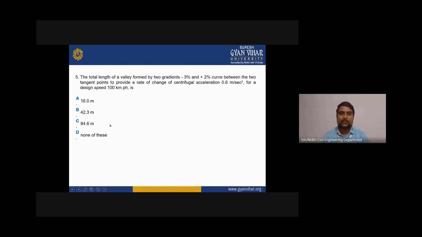Come to the next question. The total length of valley curve formed by two gradients, which are -3% and +2%, between the two tangent points, to provide the rate of change of centrifugal acceleration 0.6 meter per second square, for a design speed of 100 kilometer per hour. The options are 16 meter, 42.3 meter, 84.6 meter, and the last option is none of these. The right answer will be C, 84.6 meter.